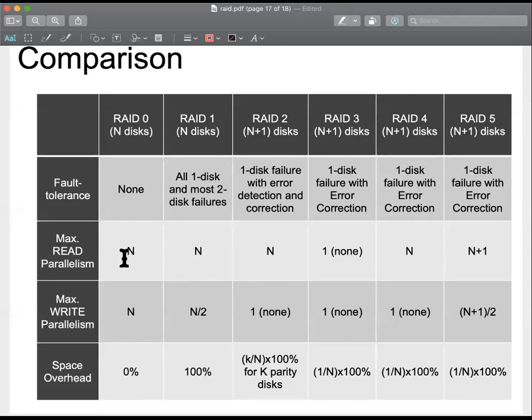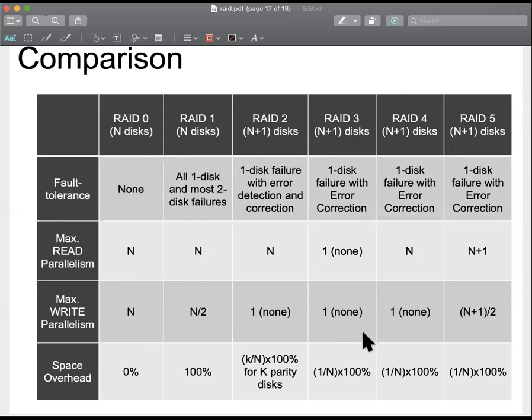And then if you look at the read parallelism, how many simultaneous read operations you can do, most of these can do n. In RAID 5, if you consider the parity disk to be the additional disk, that's n plus 1. I think I should have written RAID 0 also n plus 1 in order to normalize them. RAID 3 can only do one IO operation at a time, whether reads or writes.